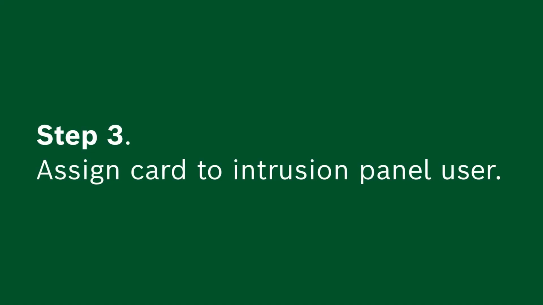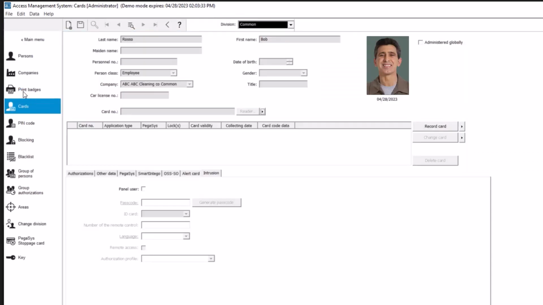Step 3. Assign card to intrusion panel user. From the main menu, go to Personnel Data. Go to Cards. In the usual way, find and select the desired cardholder from the database. Intrusion panel users can only use 26-bit or 37-bit card formats.